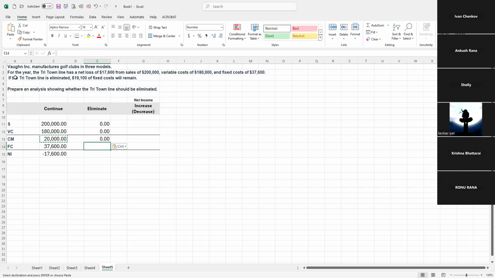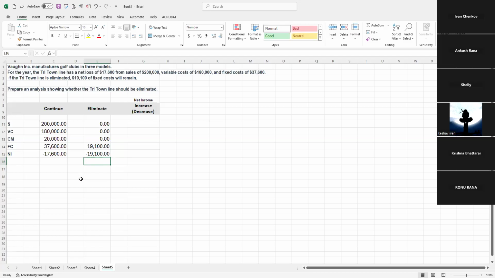Hold on a second. If 19,000 is eliminated, now will remain. So my fixed cost will be $19,100. So how much will be my income? Minus 19,100. This one minus that one, right? On which scenario am I losing less? By continuing. Should I eliminate it? No.